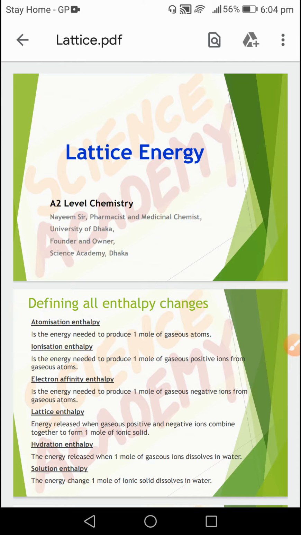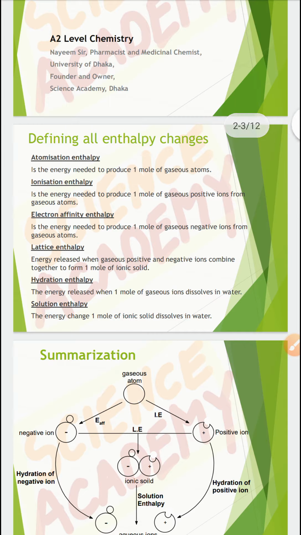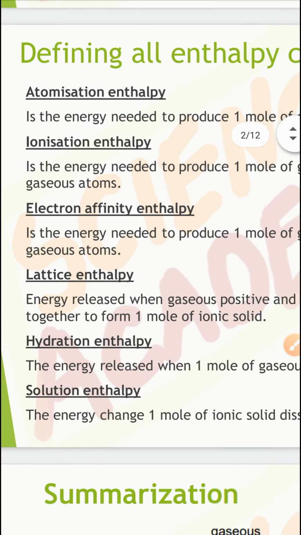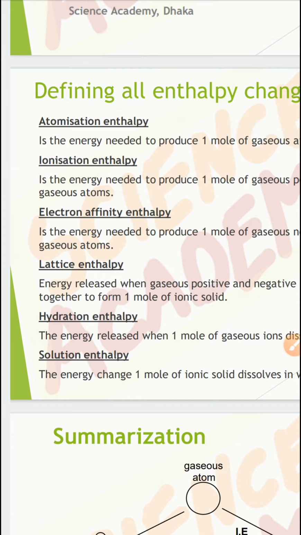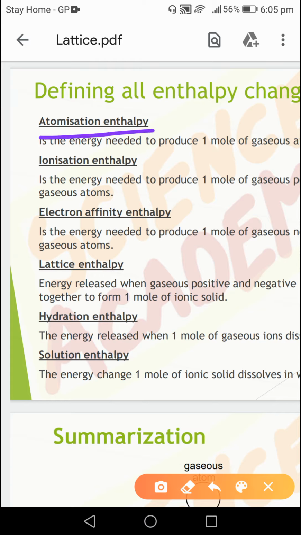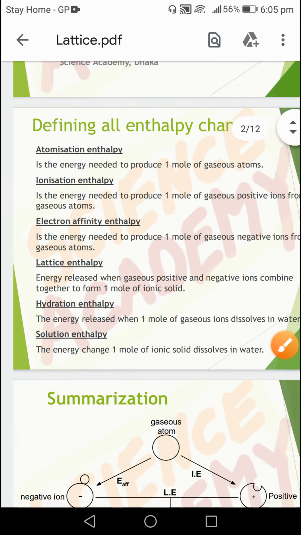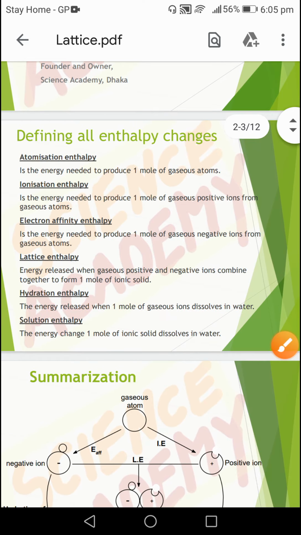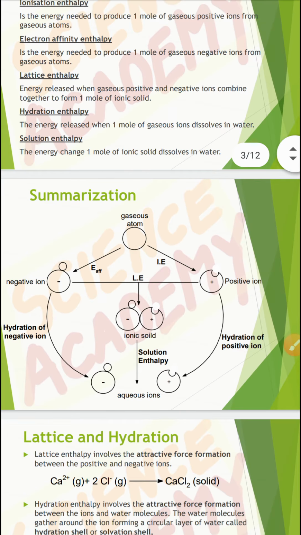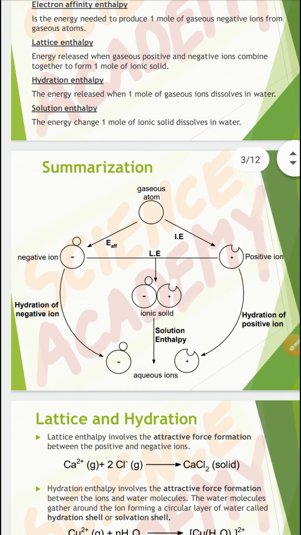Okay, let's go. So lattice energy, so first of all we have to define all the terms in the lattice energy. Let's look first. Here we have atomization enthalpy, ionization, electron affinity, lattice energy, hydration and solution enthalpy. Okay, so the definitions are already given here, so I would suggest you write down the definitions from here as a note and memorize the formal definitions from the book. Okay, I will be showing you a summary of the whole definition.